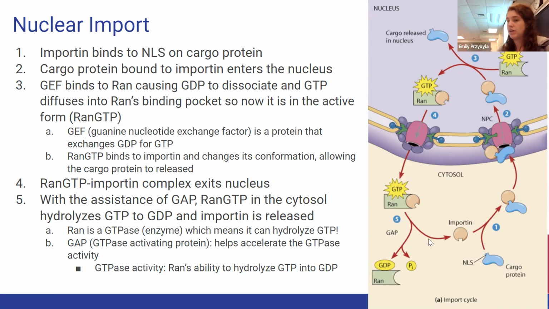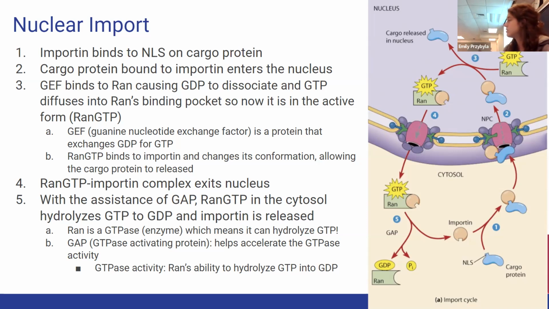Now, if GAP was not working, we start at one and we see that we can get all the way through RAN-GTP coming out to the cytosol, correct? Does that make sense? Because all of that's still working. But now GAP is broken, so RAN-GTP is still bound to importin, and it's going to hydrolyze significantly slower than it would, which means importin is going to stay bound to RAN-GTP. So it's not going to be available to bring more cargo inside the nucleus.